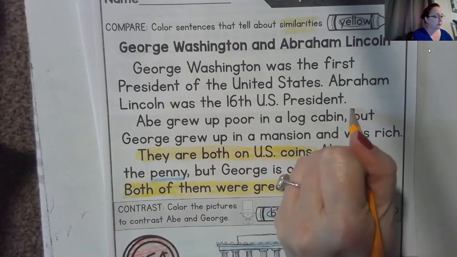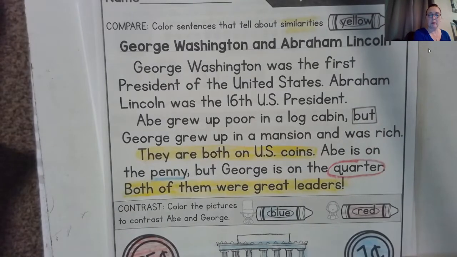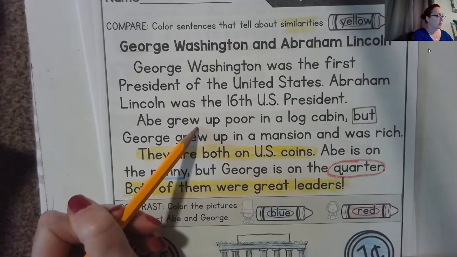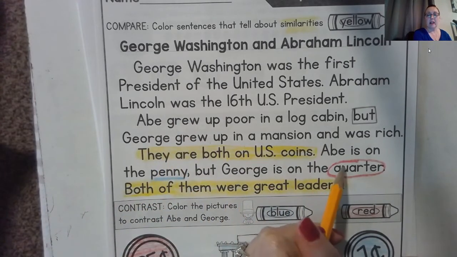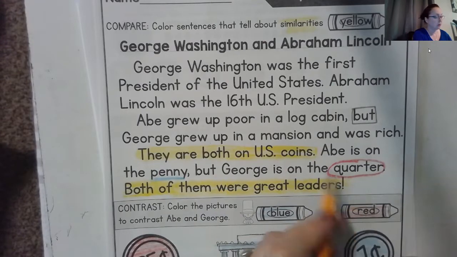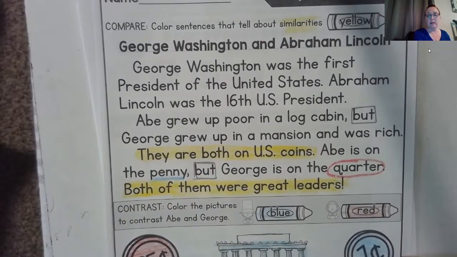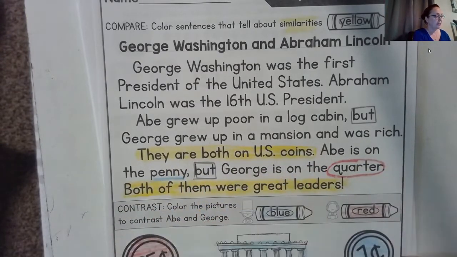But look, oh, right here. But George grew up in a mansion and was rich. So we're comparing them in one sentence. Abe grew up poor, but George was rich. Okay? Here's another one right down here. Abe is on the penny, but George is on the quarter. There's that word right there. That'll be a signal word to let us know that we can look at that and see that they are comparing two different people and two different things about them.